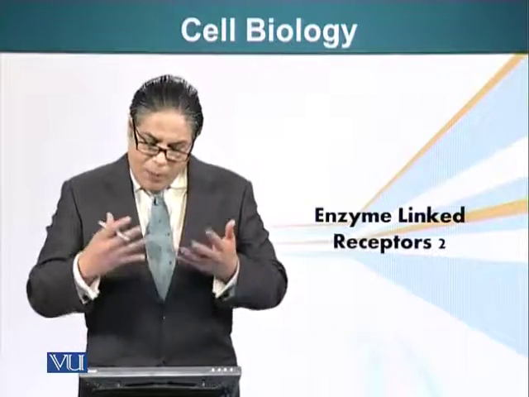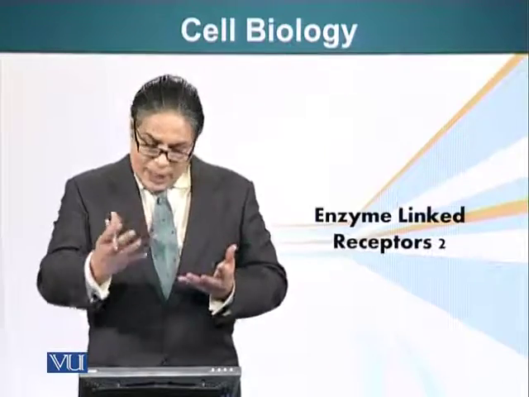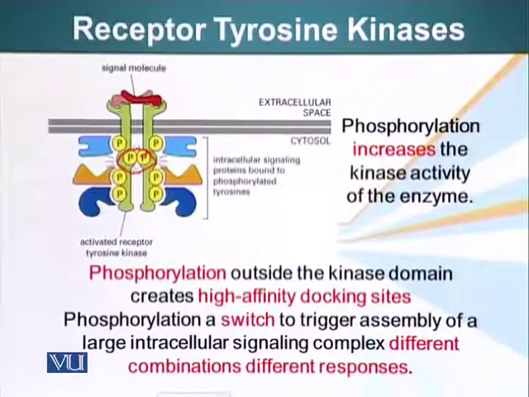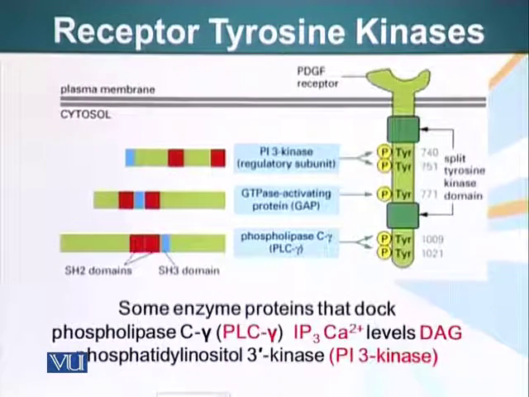And what happens with these phosphate domains? Let's see that. When these phosphate domains are generated by these enzymes, it creates basically docking sites where specific proteins present in the cytoplasm can bind. These docking domains, these phosphorylation sites outside the kinase domain, have high affinity docking sites. This phosphorylation results in binding of other proteins that can interact with these domains.